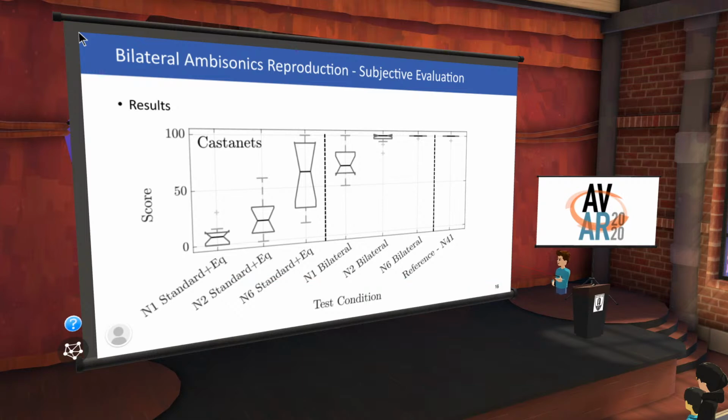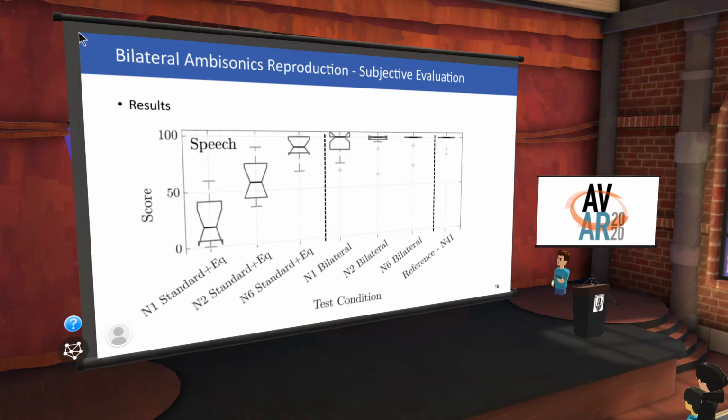Here we have the three other signals with the bilateral reproduction of order 1, 2, and 6. We also have the results of the hidden reference. So we clearly see the advantage of using bilateral reproduction, especially compared to order 1 and 2 with the standard reproduction. The results are really low. And it's interesting to see here that first order bilateral reproduction performed as well and even better compared to 6th order with standard reproduction. And going to order 2 and above, the result is really similar to the reference.